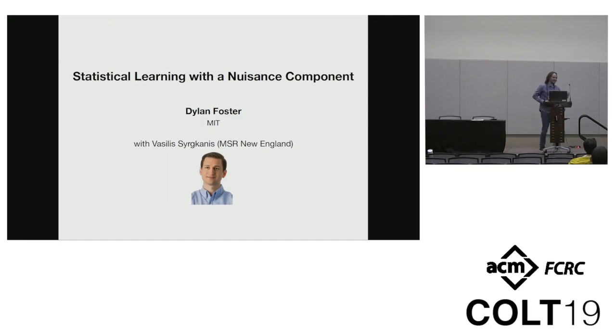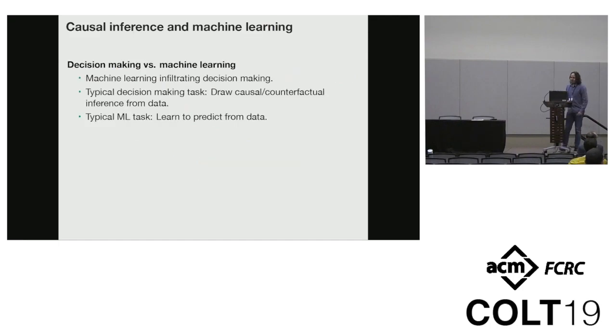Cool. All right, thanks. So this is about statistical learning with a nuisance component. And our problem is motivated by the fact that, in the last few years, machine learning has come to play a larger and larger role in decision-making problems. And these are two different types of problems that have different goals. In machine learning, we're usually interested in making predictions from data. Like does an image contain a cat or a dog? And in decision making, we're more interested in counterfactual inferences. Like maybe I have a data set where one action was made. What would have changed if I had made a different action?